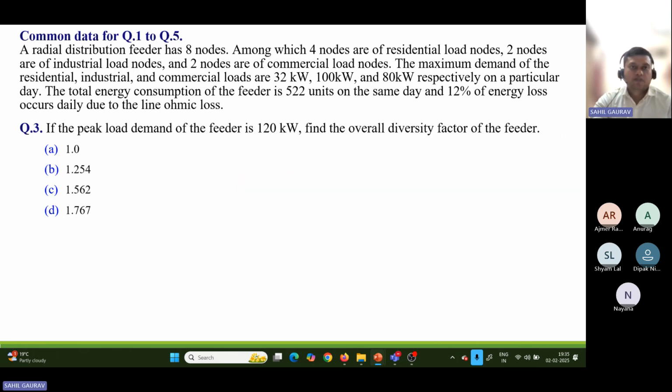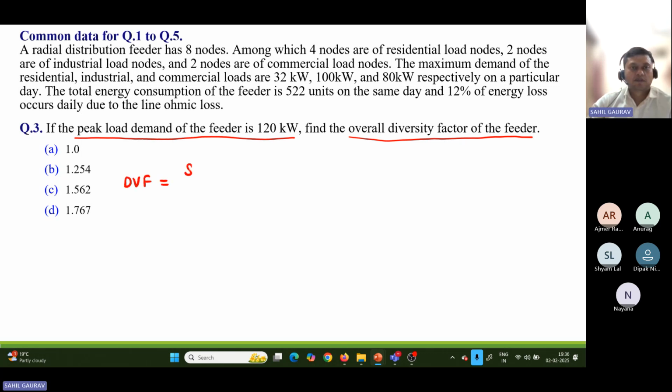So moving forward to the next problem, and this time I will just give the expression and you will find the answer. In this problem, it is given that peak load demand of the feeder is 120 kilowatt. Find the overall diversity factor of the feeder. So how can you write the diversity factor?